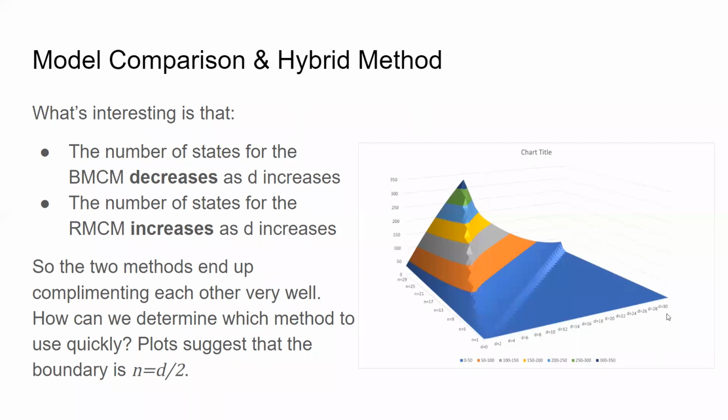But as D increases, the number of states in the RMCM starts to increase, but the number of states in the BMCM decreases. And you can see where the number of states in the BMCM goes below the number of states in the RMCM over here in this ridge. I didn't check this too rigorously, but just by looking at this plot, and also at the underlying numbers which I used to make it, it seems like the boundary happens at n equals d over 2. It would be interesting if the boundary between these two vastly different methods is determined by such a simple relationship.